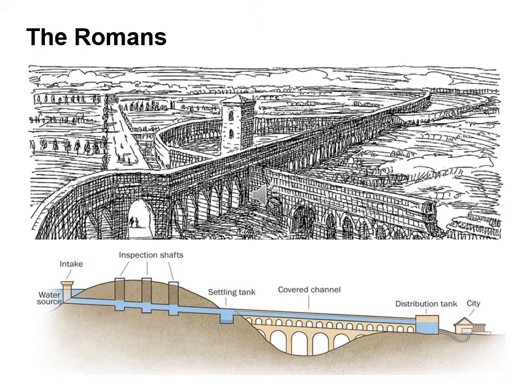The Romans constructed considerable infrastructure. The Romans constructed a broad range of water infrastructure, and here you can see an artist's impression of two of the great aqueducts in the Roman Empire. The diagram at the bottom shows an intake behind a dam and a reservoir with inspection shafts, settling tanks, covered channels constructed on masonry arch aqueducts, distribution tanks, which eventually led to the cities that they constructed.